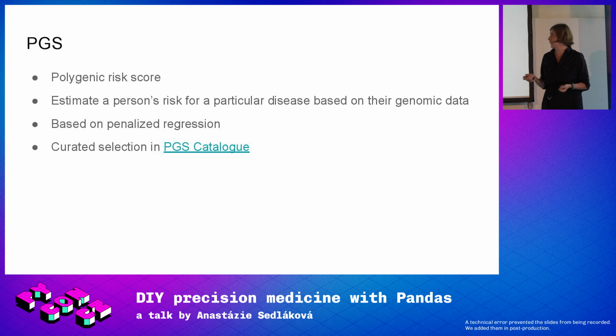And again, in case you want to dive deep into that, you can look into the polygenic risk score catalog, where there is a curated list of thousands of different published polygenic risk scores, and also validation on different samples.